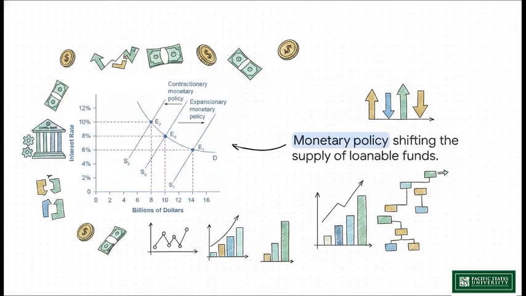Conversely, think about what happens if the Fed decides the economy is running a bit too hot and they want to cool things down. They will deliberately reduce bank reserves. This shifts that supply curve back over to the left. That leftward shift pushes the equilibrium interest rate higher, making borrowing more expensive, and consequently, it restricts the overall quantity of loaned funds available to businesses and consumers.